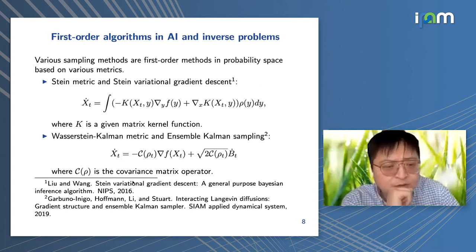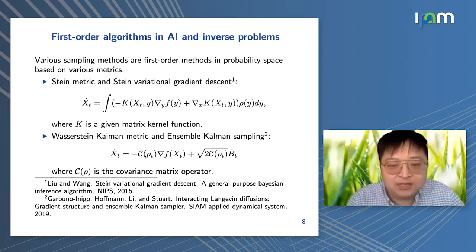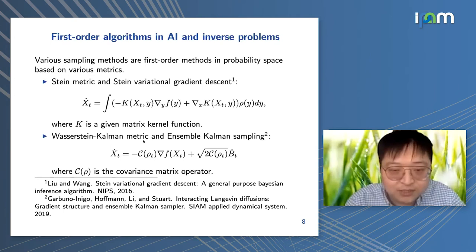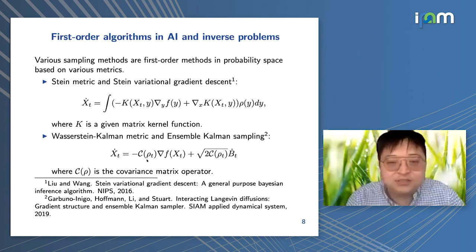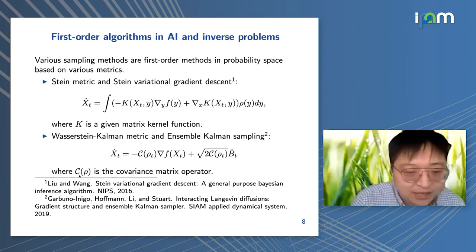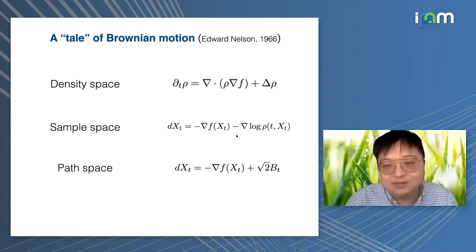And also in the so-called Wasserstein Kalman metric and the ensemble Kalman sampling. In other words, this is a widely used algorithm in inverse problems. It also gives Langevin dynamics coming from this side. We intentionally create a mean field covariance matrix to precondition my Langevin dynamics. Of course, you can go back to my figure here, the tale of Brownian motion, to write all the formulations. But essentially, we do preconditioning, we change the metric operator. And here, Σ is the so-called covariance matrix operator, a mean field type of covariance operator. So all these formulations are like this, because when my particle moves, my motion depends on my neighborhood and my identities. So it's a kind of mean field evolutionary dynamics.